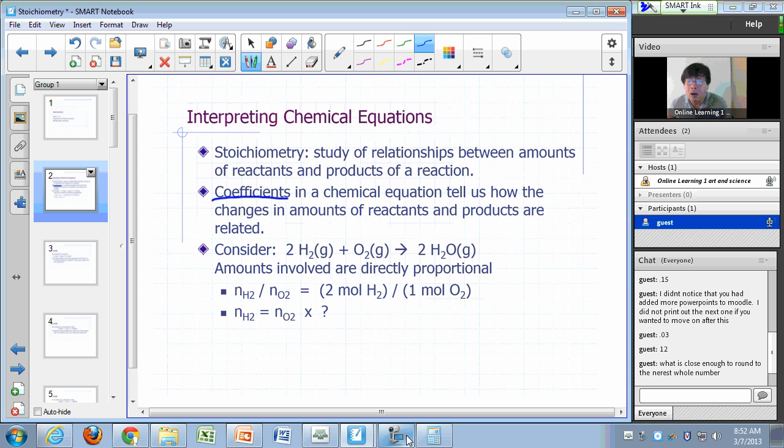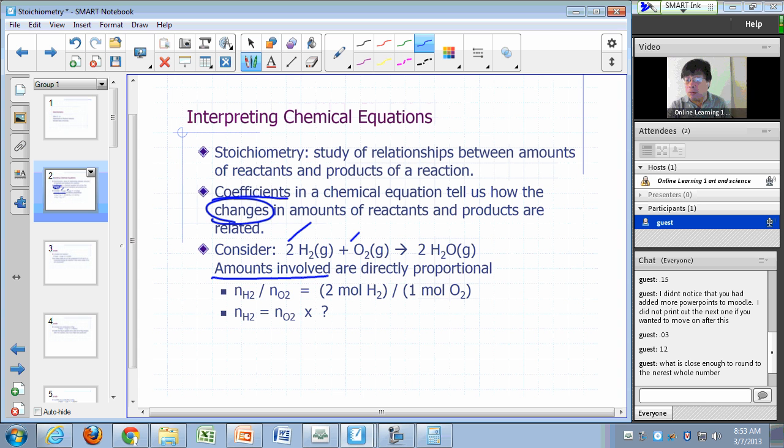Okay. So the coefficients in your balanced equation actually tell you how the changes in the amounts of reactants and products are related. Note the key word here is change, okay? You're relating changes, you're not relating the actual amounts that you may have there before or after the reaction. The coefficients tell you how the changes are related. So the changes in the amounts are directly proportional.